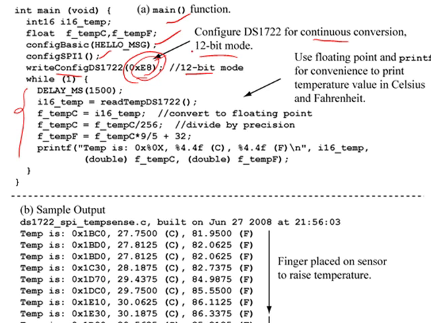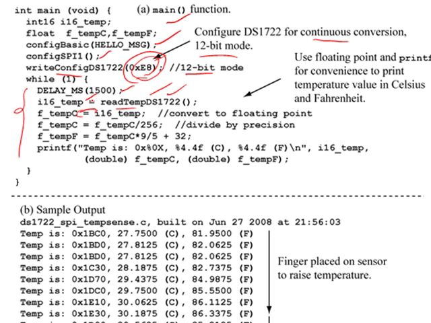This particular mode, 12-bit, takes 1.2 seconds per conversion. So the first thing that we're going to do is delay for 1.5 seconds. At this point, we know that a temperature is ready. And then we're going to read the temperature. We're going to call our read temperature function to get the 16-bit temperature back from the DS1722.